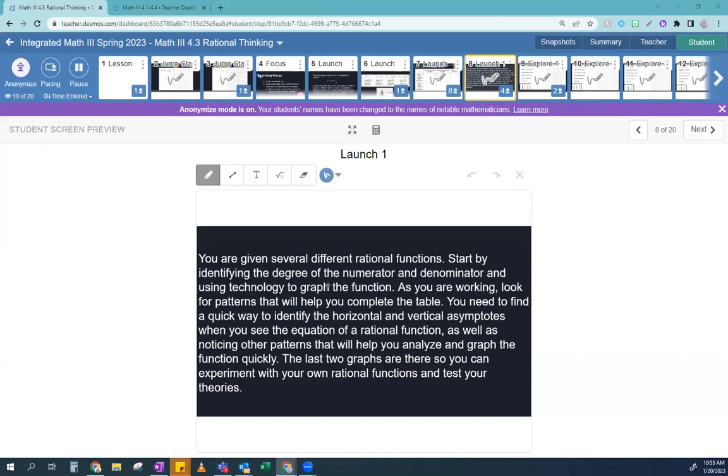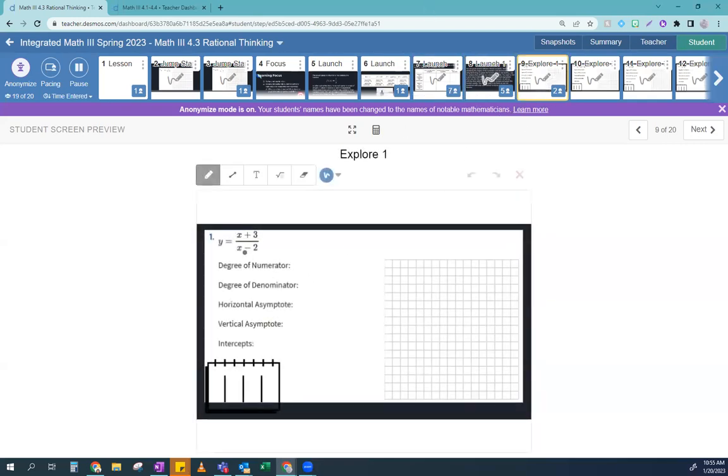So the first thing, you're given several different functions. Start by identifying the degree of the numerator and denominator. So let's do that first. Over here, I want you to look at the degree of the numerator and denominator. That's actually asking you this: what's the highest power of x? What's the highest power of x? Go ahead and fill that out. What's the highest power of x in the numerator? What's the highest power of x in the denominator?